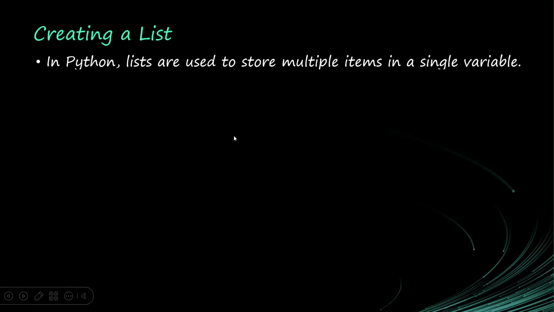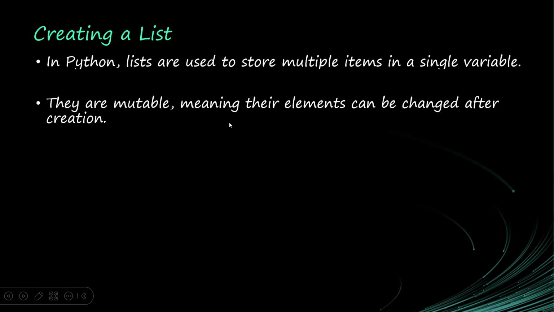Multiple items in a single variable. So we use the list to store them. Now, they are mutable, meaning that their elements can be changed after you create them. Let's say you create a list of the items you want to buy in the market. Maybe two days later, when you go to the market, depending on how things happen, maybe the cost of things or other factors, you might change some things, delete some things, or add new things. So they are mutable in the sense that after creating them, you can change their elements. That's why they are mutable.